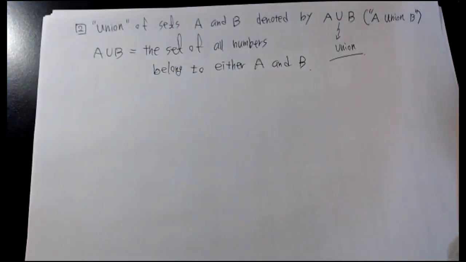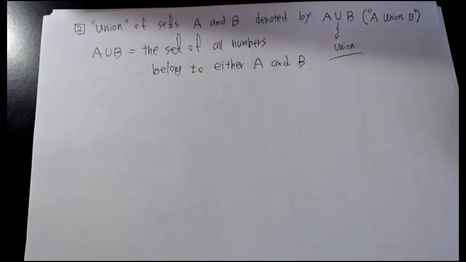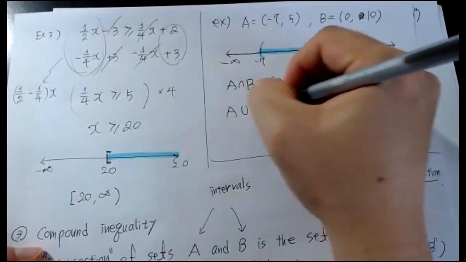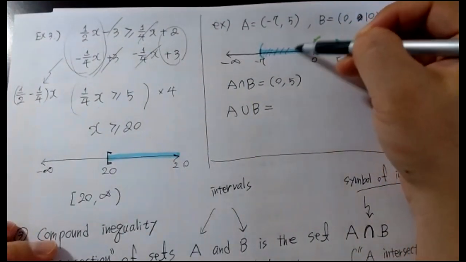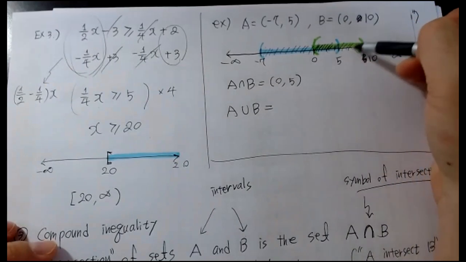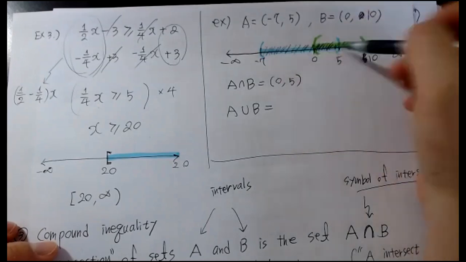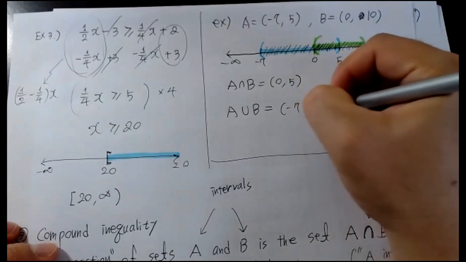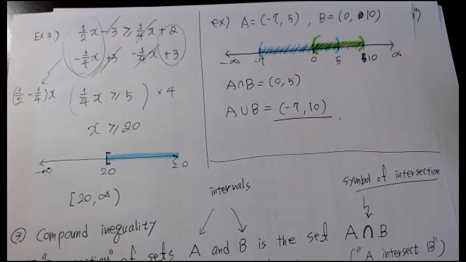So back to the example right there. So let's find A union B, which means the set of all numbers belonging to either A or B. So we pretty much shade all of the region between negative 7 and 10, right? Okay. So it's negative 7, comma 10. That's going to be A union B.